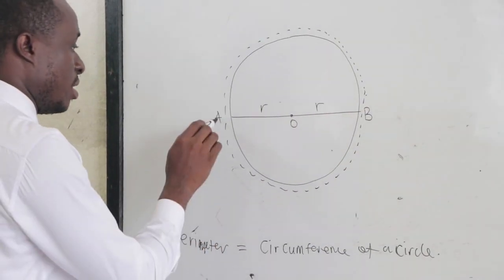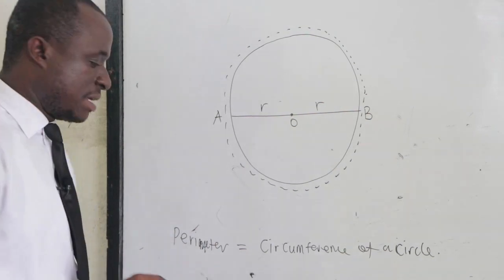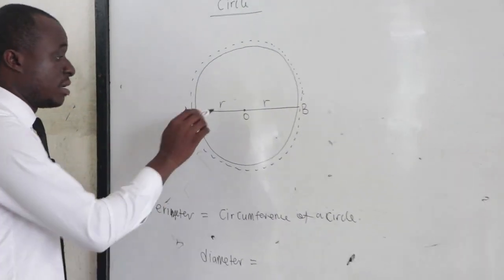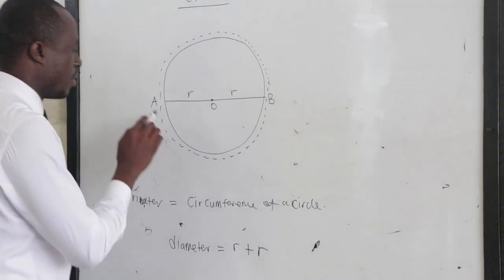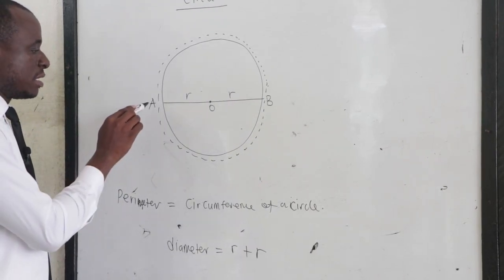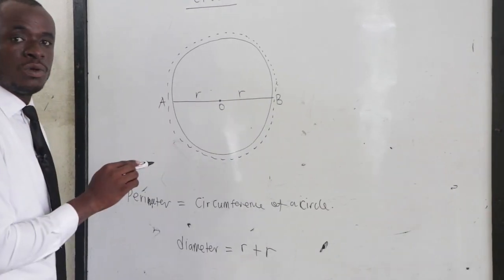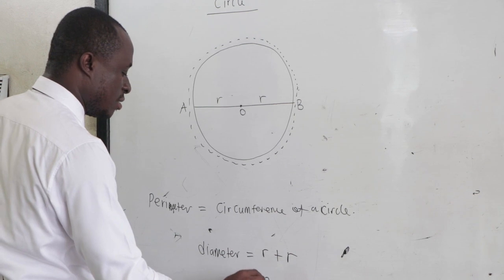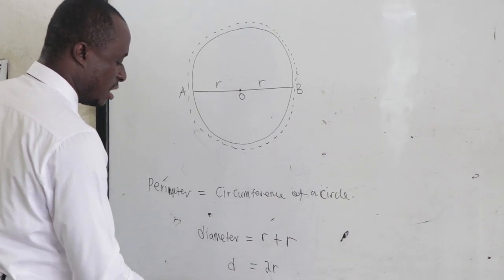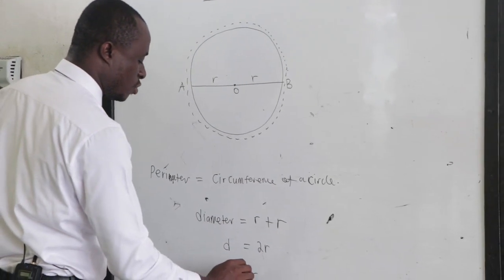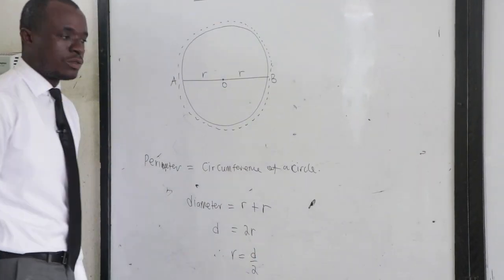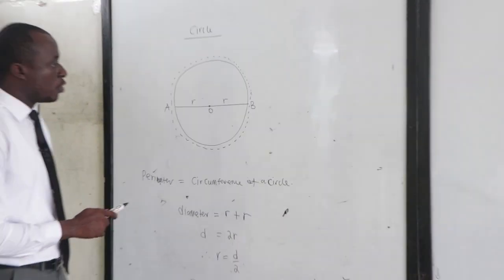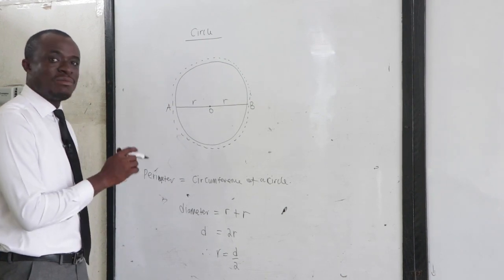Now note, AB is our diameter. So you see the diameter, what do you have here? R plus R, because AB is the diameter. So diameter is going to be what? AO plus OB. And AO and OB are the same. So that is R plus R, and this is 2R. That is our D. Clearly, if we want to find the radius, our radius will be D over 2.